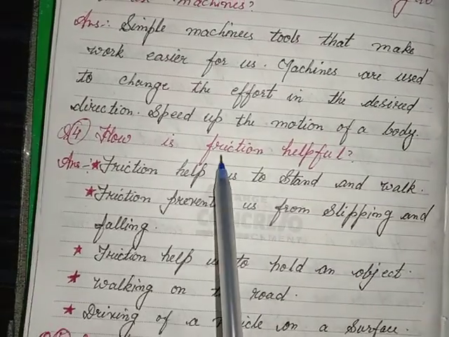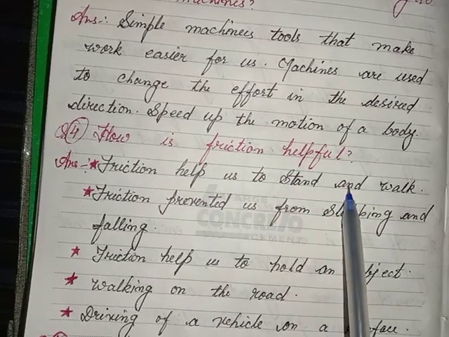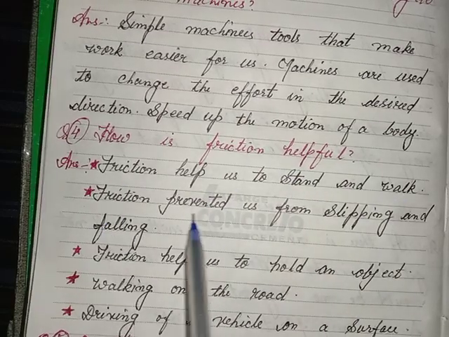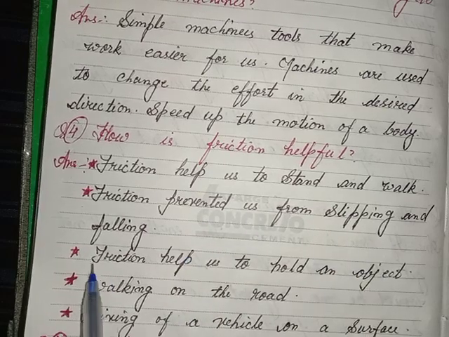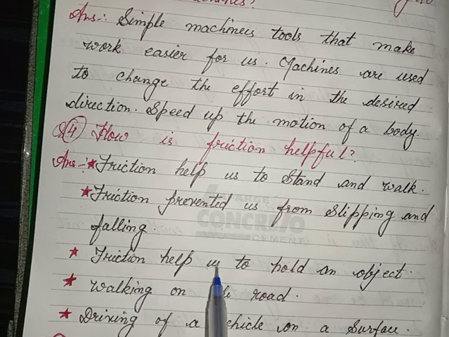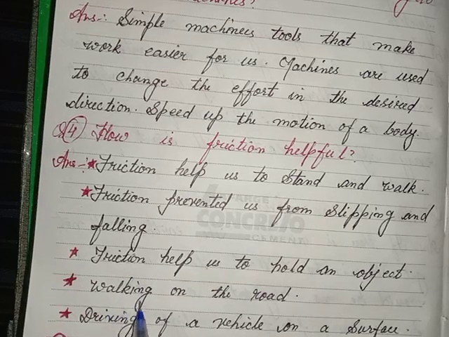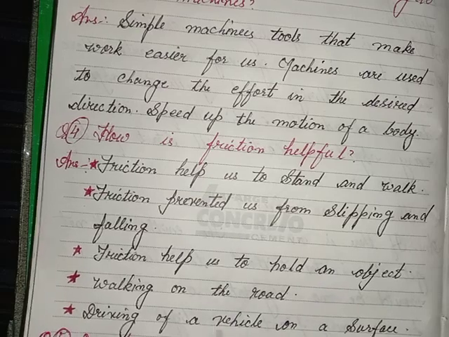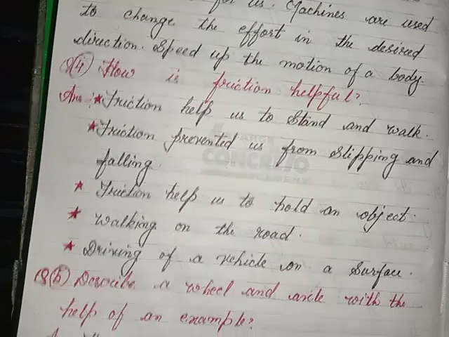Question 4. How is friction helpful? Answer: Friction helps us to stand and walk. Second, friction prevents us from slipping and falling. Friction helps us to hold an object, walk on the road, and drive a vehicle on a surface.